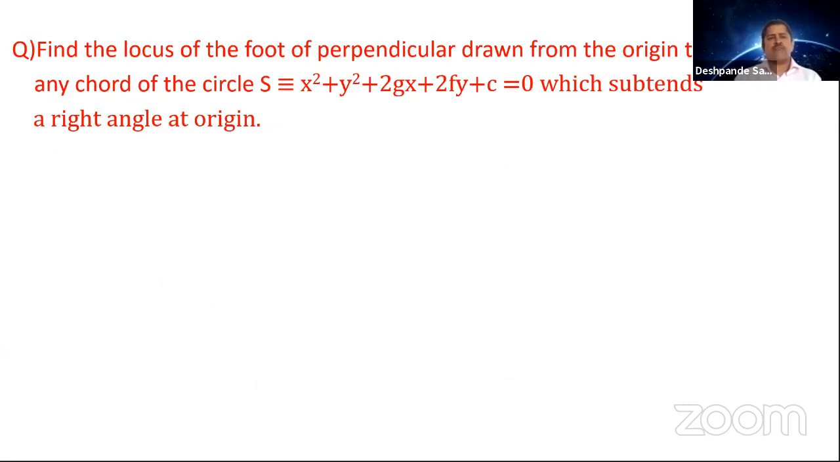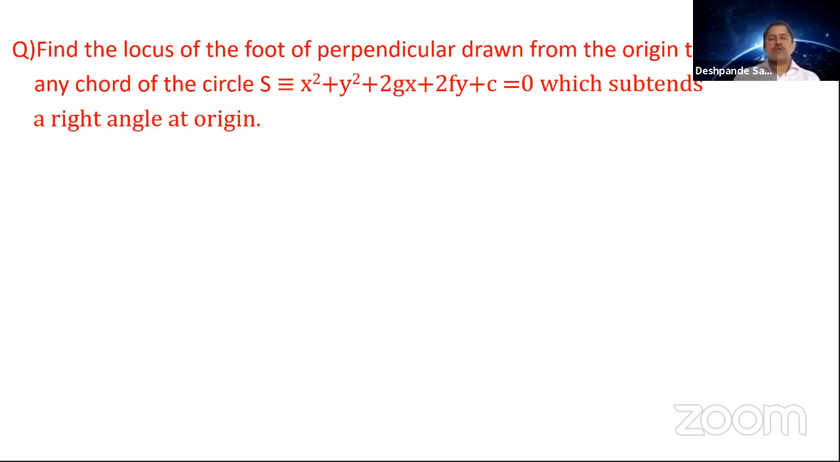Find the locus of the foot of the perpendicular drawn from origin to any chord of the circle x square plus y square plus 2gx plus 2fy plus c is equal to 0, which subtends a right angle at origin. Subtends a right angle at origin. So you are drawing perpendiculars from origin to any chord. So this problem you need to connect to the concept of first year.